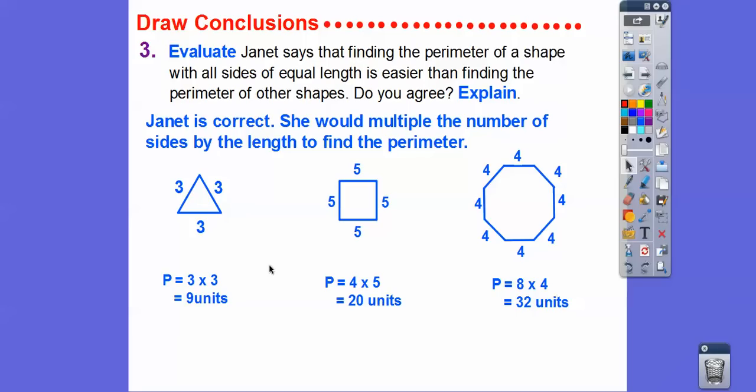Here we have a square. The perimeter is 5 plus 5 plus 5 plus 5, or just 4 times 5, because there's 4 5s right here. Here we have an octagon, so there's 8 sides, so 8 times 4 would give us the perimeter of this one. Okay, that's the last one right there. So 32 units right there. So all you got to do is, if you know that it's all equal sides, we just multiply the number of sides times the length, and then that'll give us the perimeter, okay?